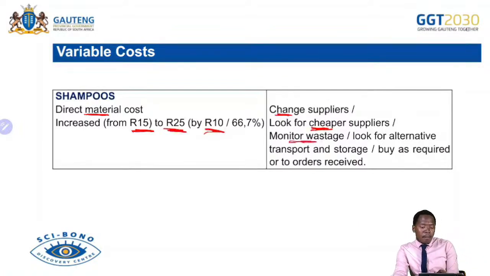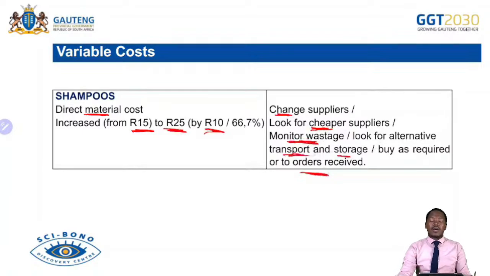And then I will also monitor wastage. Maybe my employees are wasting material when they are producing, so I'm going to monitor that. And then I'll look for alternative transport and storage. Maybe that's why my cost is high, because I'm spending too much on transport. And then I will also buy as required or to orders received.